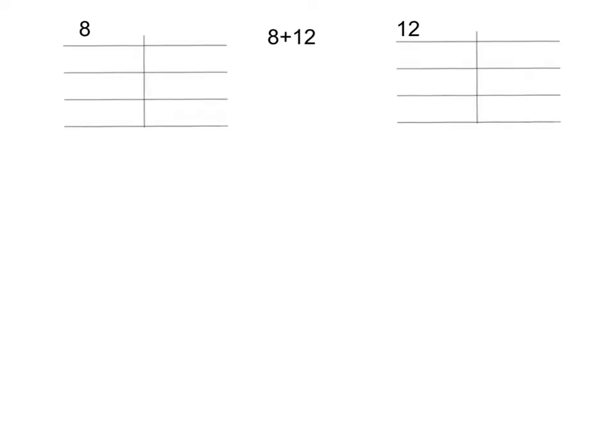Now I'm going to show you how factors can be applied to the distributive property by using the example 8 plus 12. First, we're going to find the GCF, or greatest common factor, of 8 and 12. Let's start with 12. 1 and 12, 2 and 6, and 3 and 4. Now 8. 1 and 8, and 2 and 4.